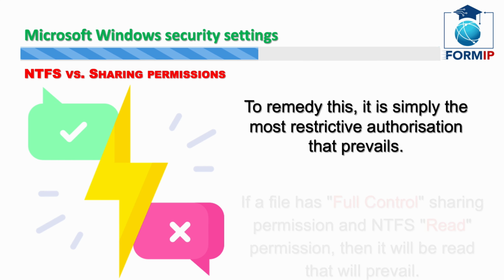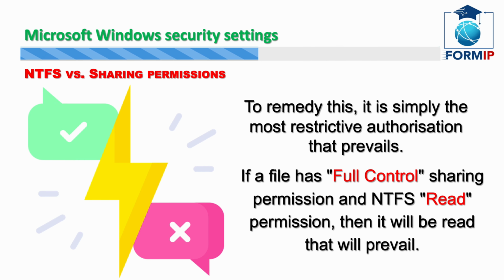Let's look at an example. If a file has full control sharing permission and NTFS read permission, then it will be read that will win. In the same way, if a file has read share permission and full control NTFS permission, it will be read that will win too.